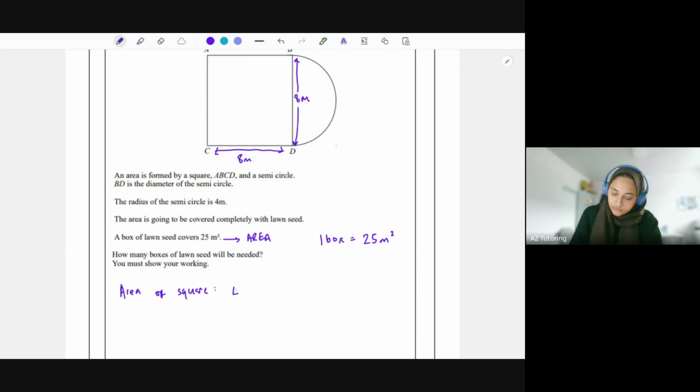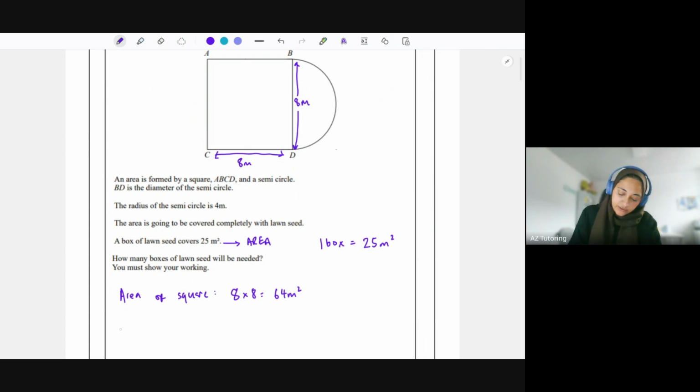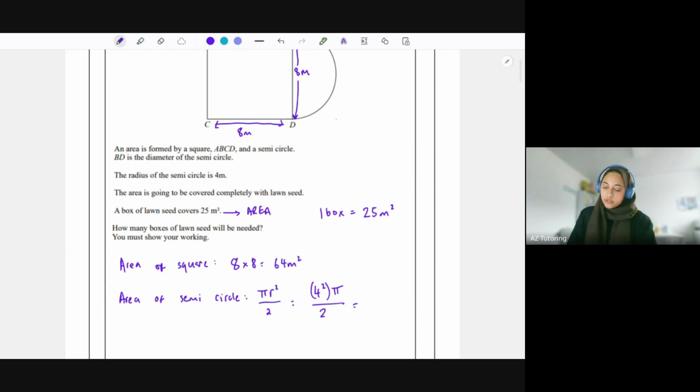which is just 8 times 8. So 64 meters squared. And now we just need to work out the area of the semicircle. Now remember, area of a circle is pi r squared, but since it's a semicircle, we're dividing that by 2. The radius is 4. So we've got 4 squared times pi over 2. 4 squared is 16. 16 divided by 2 is 8. So we've got 8 pi meters squared as the area of the semicircle.